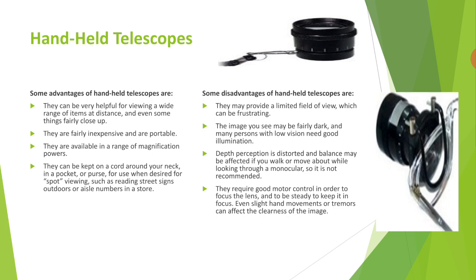The image you see may be fairly dark for many persons with low vision. Depth perception is distorted and balance is affected if they walk or move about while looking through a monocular. It is not recommended. They also require good motor control in order to focus the lens and to be steady to keep it in focus. Even slight hand movement or tremors can affect the clearness of the image.